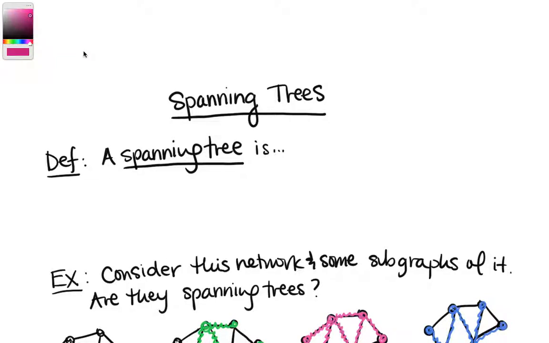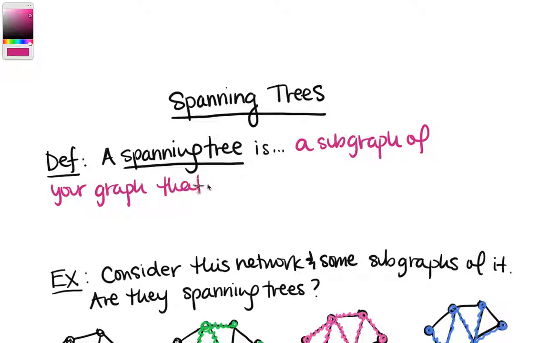Hello everyone, today we're going to be talking about spanning trees, and let's start off with the basic definition. A spanning tree is a subgraph of your graph that is a tree and hits every vertex.